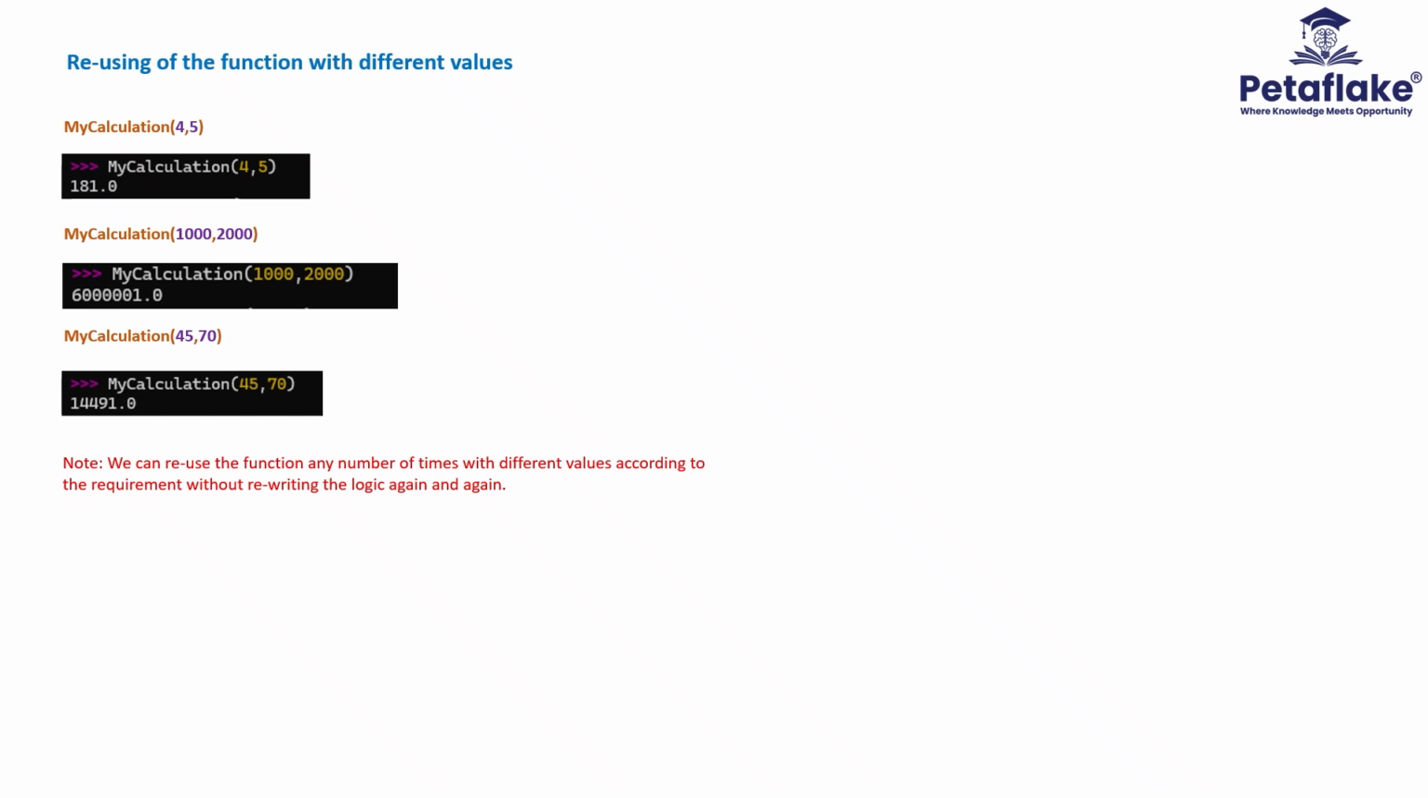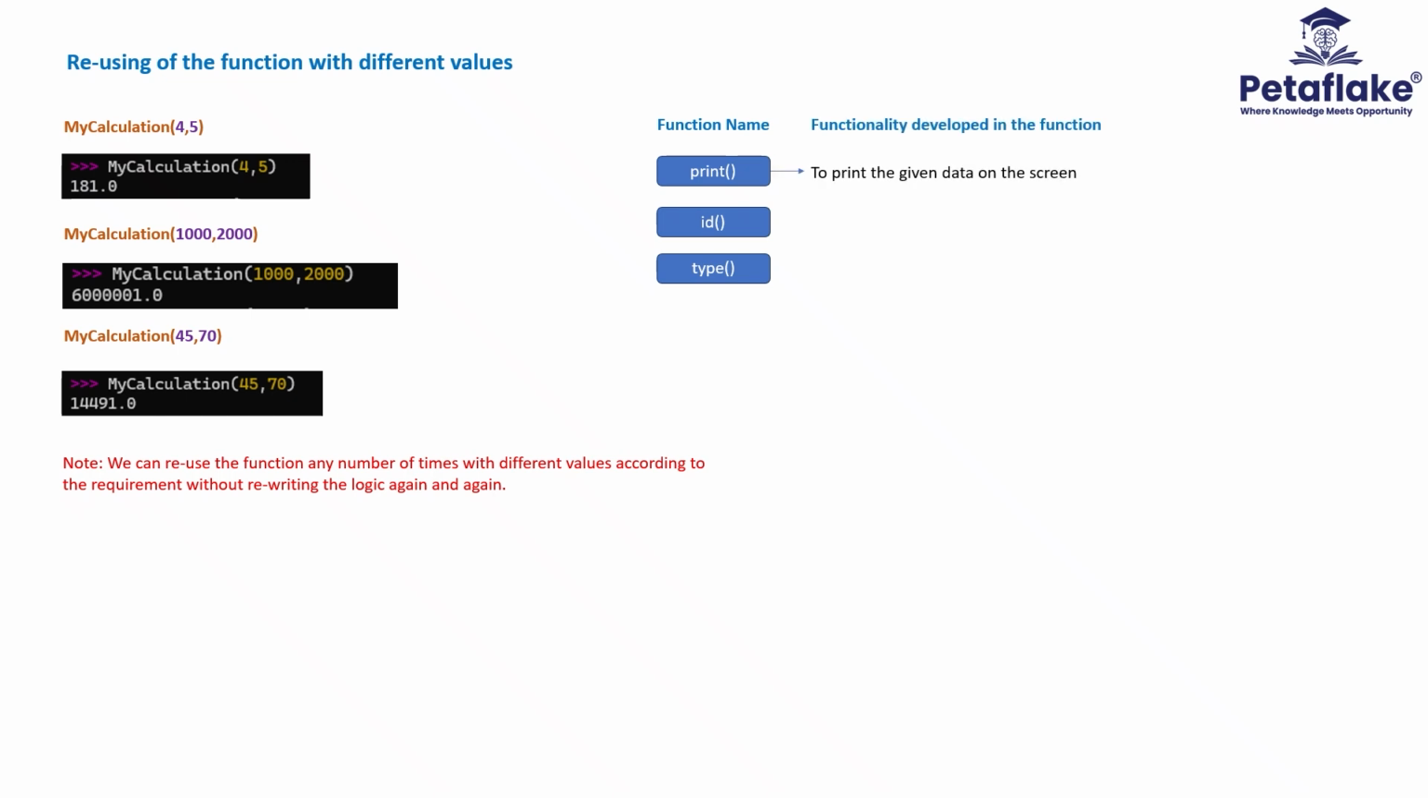Every function is created with some functionality and this functionality can be reused any number of times with different values for the variables. Just like the myCalculation function, the print function, id function, and type function are inbuilt functions already developed and available in Python by default. The print function is developed with the functionality of printing the given value on the screen.